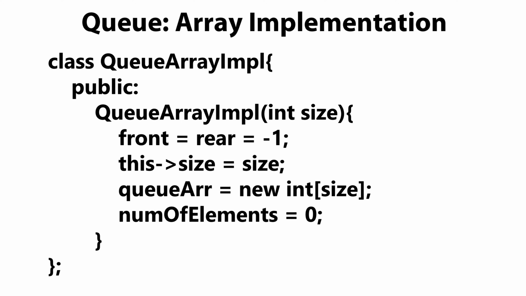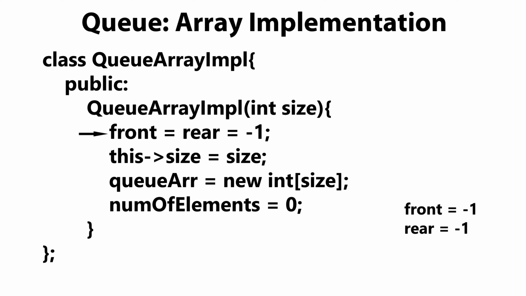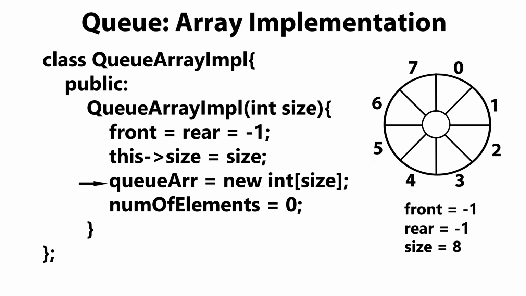So now we move on. You can see that front and rear are both initialized to -1, and that's just to symbolize that the queue is empty because there is no -1 index. Next, we move on, and you can see that we're just setting the size down here. Afterwards, we're just going to dynamically create our array based on the size being passed in. And last but not least, you can see that we initialize the number of elements equal to 0.